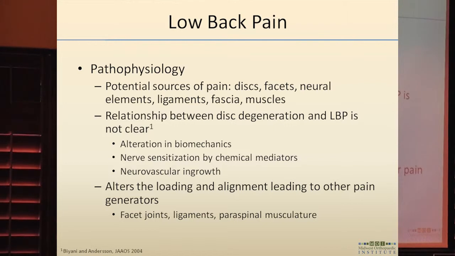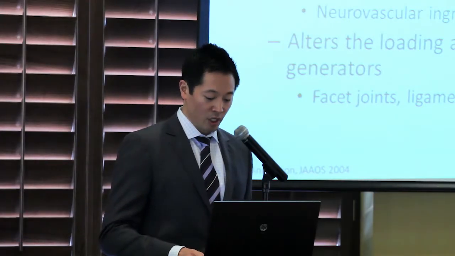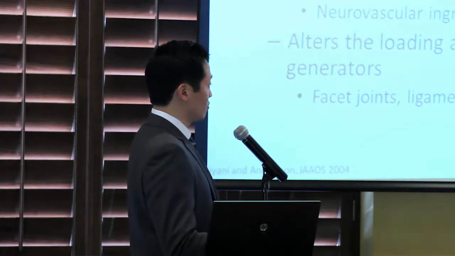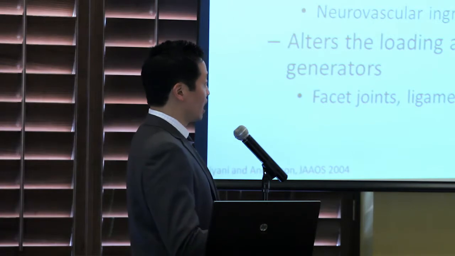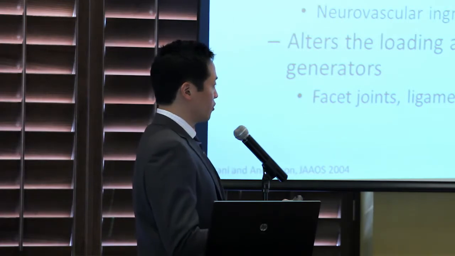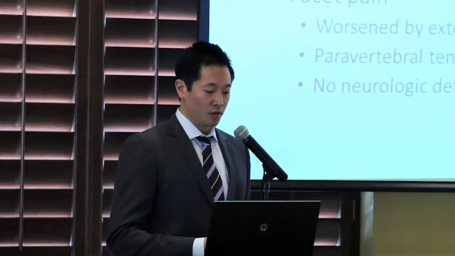There's a belief that there's an alteration in the loading and alignment due to disc degeneration that can lead to other pain generators coming into play, such as the facet joints, the ligaments, and the paraspinal musculature. So to a certain extent, some patients will have pain because of muscle spasm, because their alignment is a little bit off, so to speak. And then you've got progressive facet joint arthritis and so forth. So there's a large, complex interplay of a lot of the structures here.